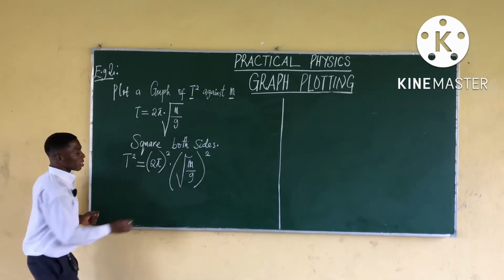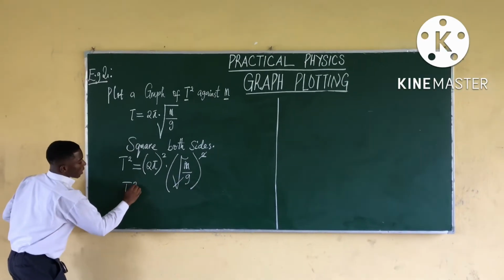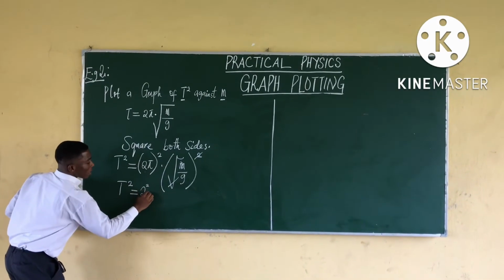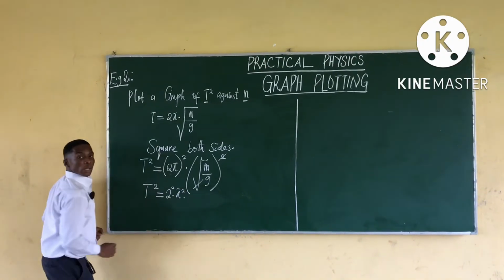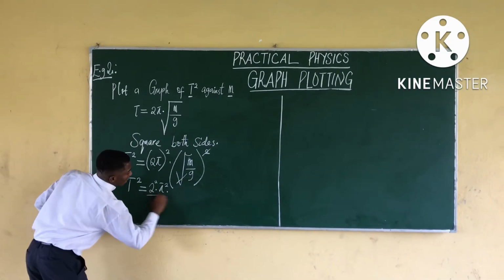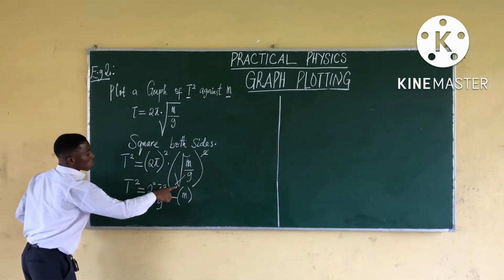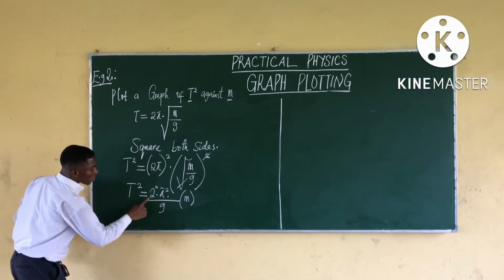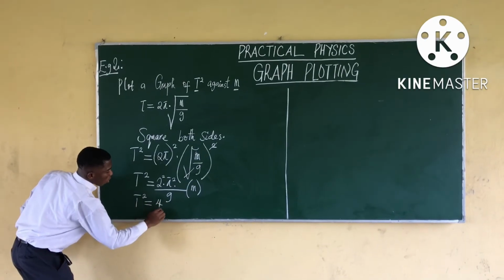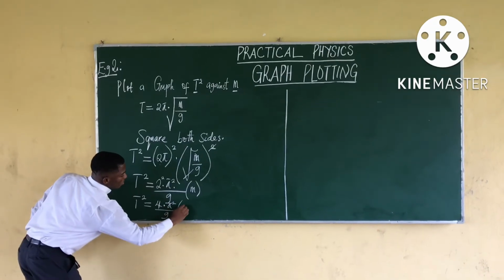After squaring both sides, this square will take off this square root sign, so that you have that T squared is equal to 2 pi all squared, which means 2 squared times pi squared, all over g times m, because this square has cancelled out the square root sign. Now at this point, 2 squared is the same thing as 4. So you have that T squared is equal to 4 times pi squared all over g times m.